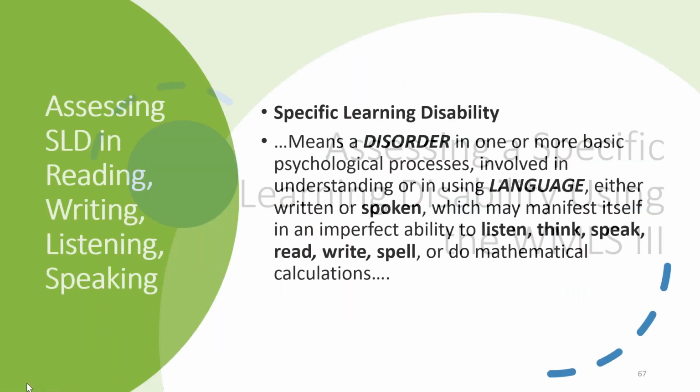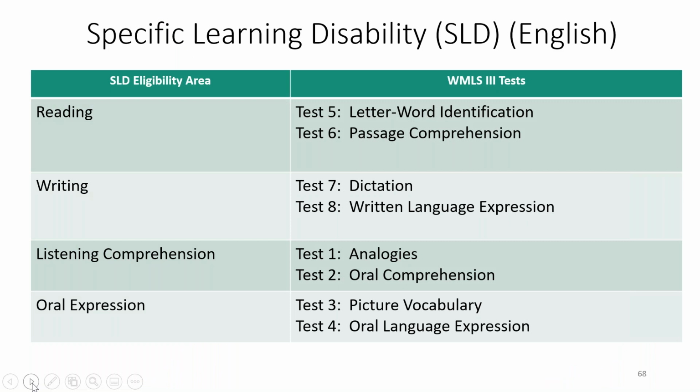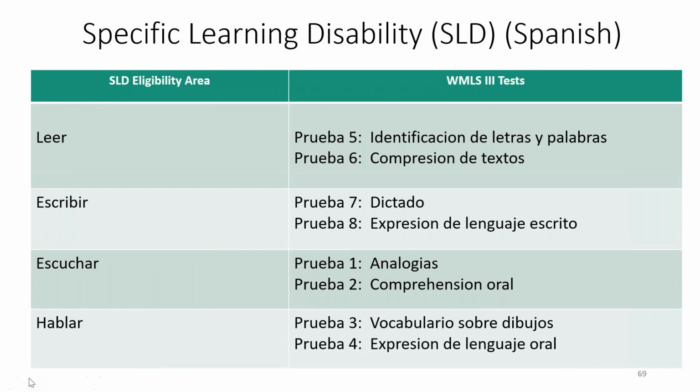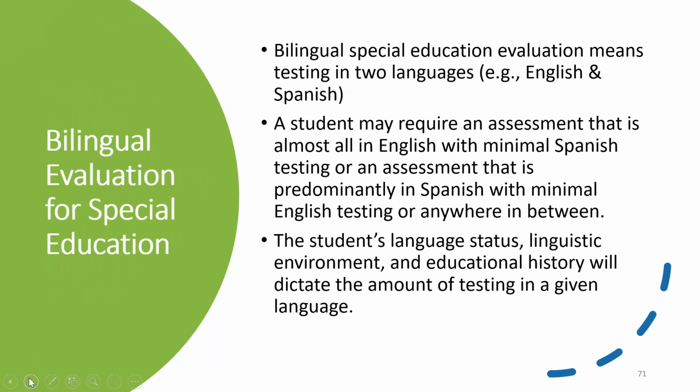And then for assessing specific learning disability, again, language is a key component of a specific learning disability. It talks about written or spoken, and it may manifest itself in an imperfect ability to listen, speak, think, read, write, spell, or do mathematical calculations. So each of these areas where I've bolded are assessed using the WMLS 3 as well. So there should be a table laid out like this for you as well, where you can look at those eligibility areas. And again, when we're talking about CSEP and being very targeted in our assessments, we're able to come in and look at these scores in relation to the other data that's been collected.